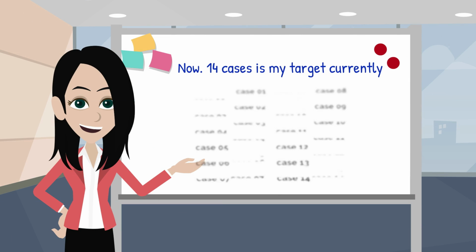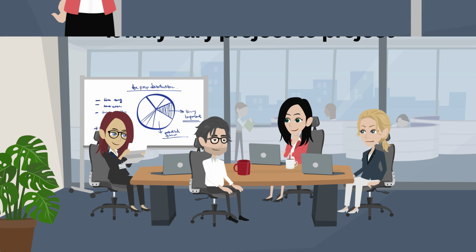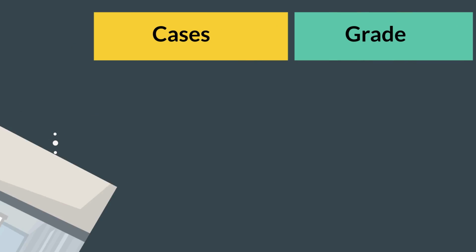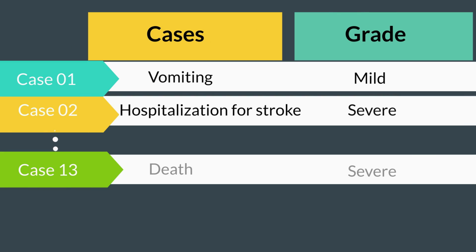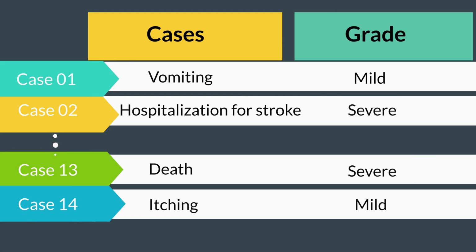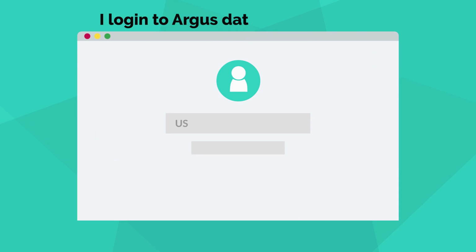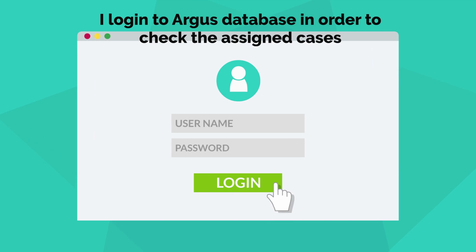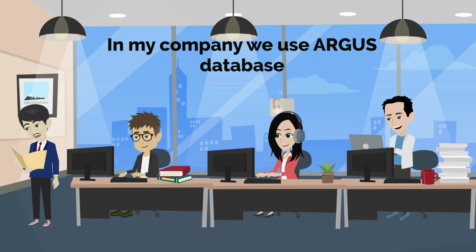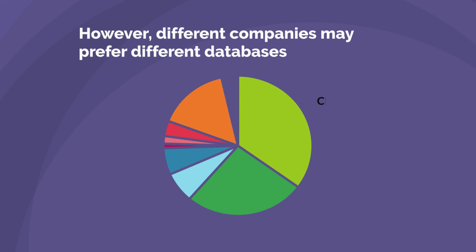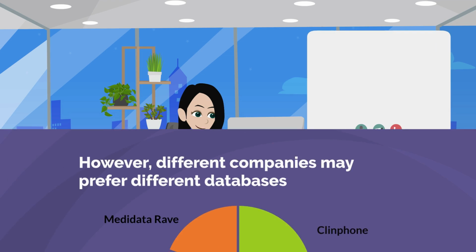Now 14 cases is my target currently. It may vary project to project. I maintain my own allocation tracker which I have to update now with today's assigned cases. I log into Argus database in order to check the assigned cases. In my company, we use Argus database. However, different companies may prefer different databases.